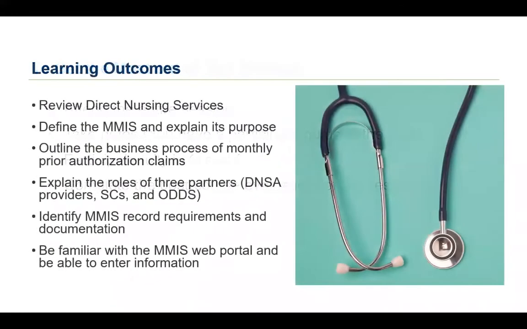So let's review the learning outcomes for today. We're going to review direct nursing services, define the MMIS and explain its purpose, outline the business process of monthly prior authorization claims, explain the roles of three partners, DNSA, providers, SCs, and ODDS. Identify MMIS record requirements and documentation, and then be familiar with the MMIS web portal and be able to enter information.